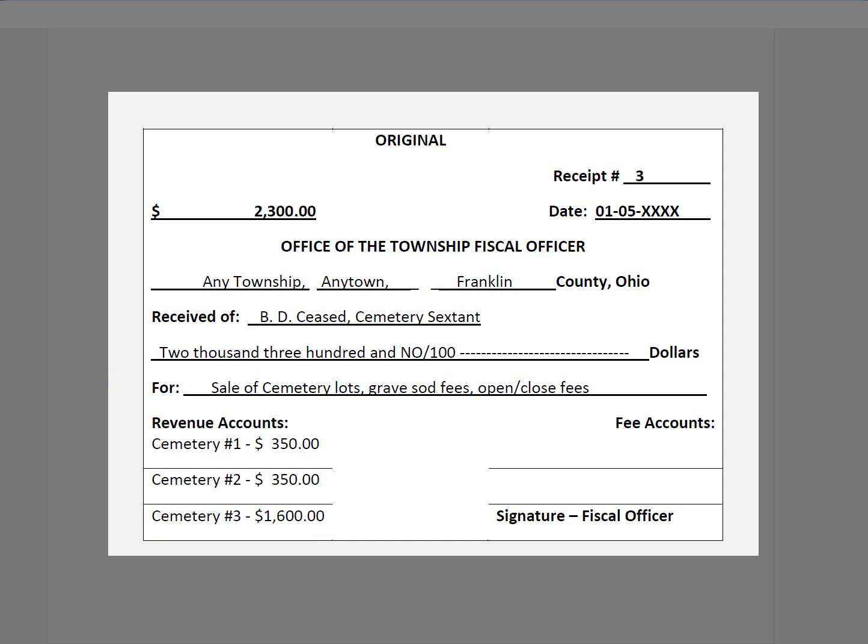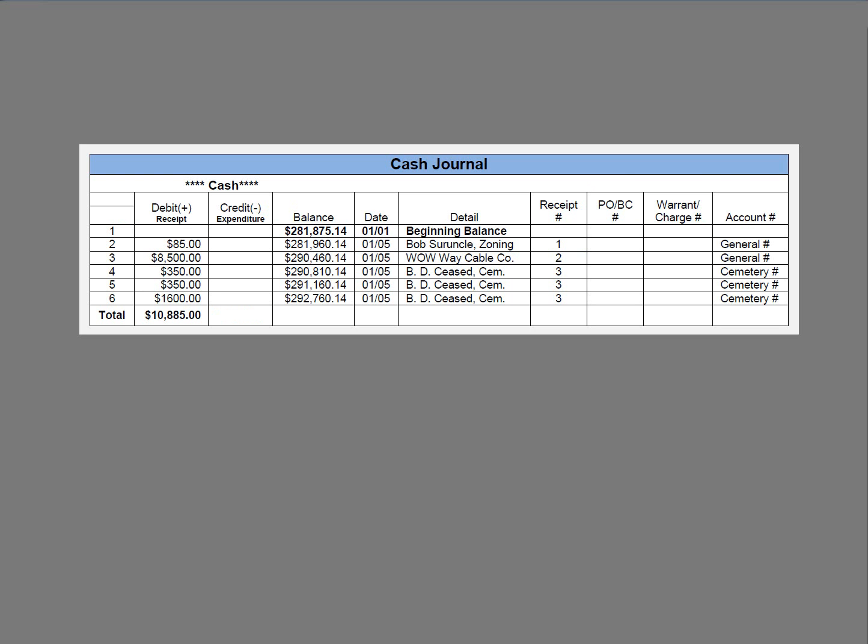Once the daily receipts are prepared, they're entered into the cash journal. Manual books require each receipt to be posted to both portions of the cash journal, cash and fund. This is an example of how the 3 receipts are posted to a manual cash journal, cash side first. Receipt amounts are entered in the debit receipt column, and the cash balance is updated with each entry. The date, detail, receipt number, and revenue account areas are completed.